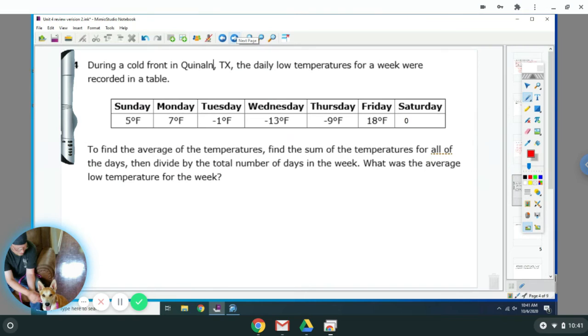All right, number 4, it says during a cold front in Quinlan, Texas, the daily low temperatures for a week were recorded in a table. Find the average of the temperatures. So to find the average, you need to find the sum of the temperatures and then divide by the total number of days in the week.